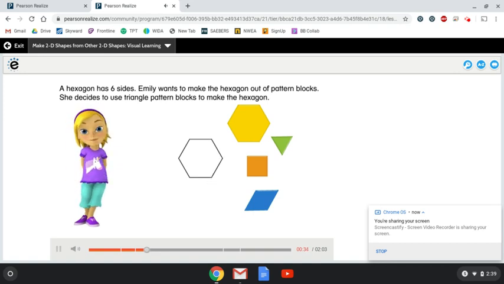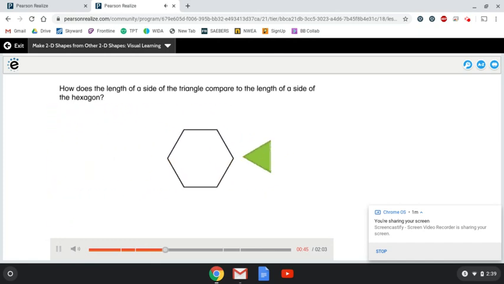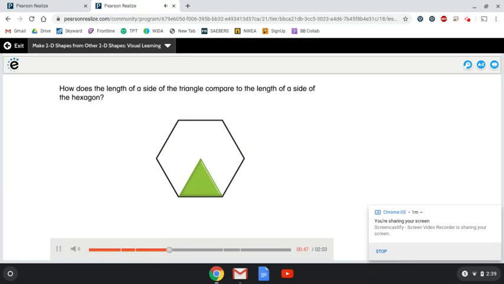Emily wants to make the hexagon out of pattern blocks. She decides to use triangle pattern blocks to make the hexagon. How does the length of a side of the triangle compare to the length of a side of the hexagon? The sides have the same lengths. How many corners does a triangle have? A triangle has 3 corners. How many sides does a triangle have? A triangle has 3 sides.